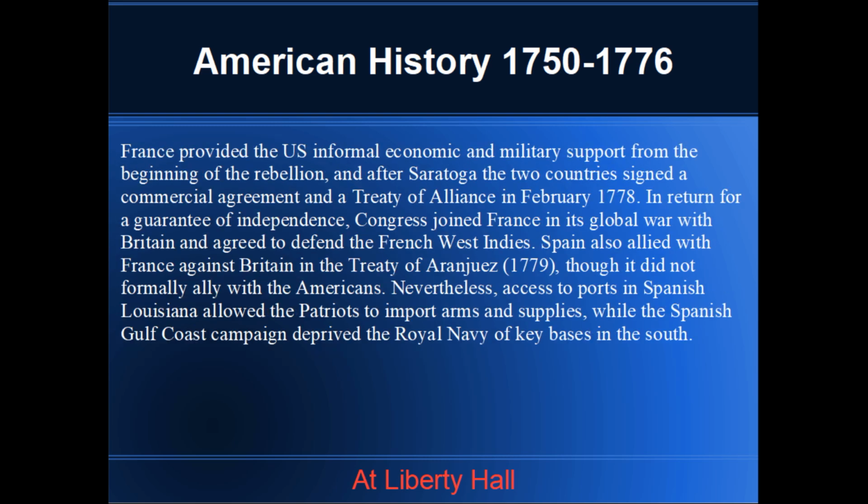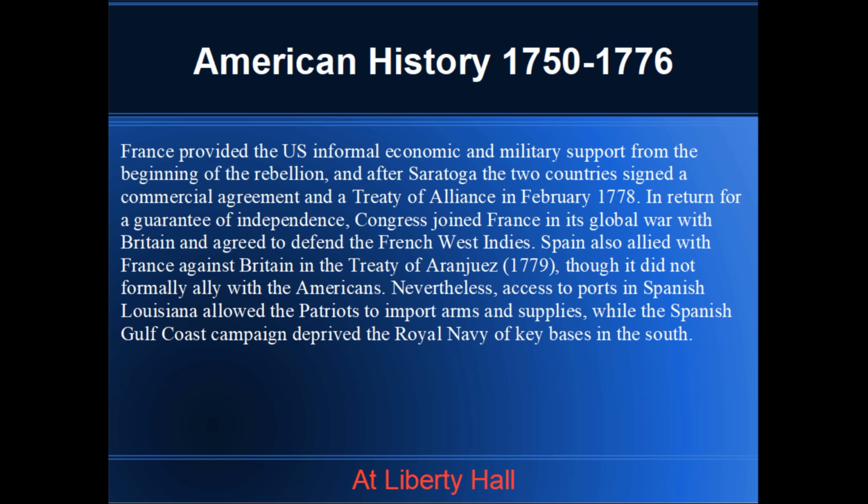France provided the U.S. informal economic and military support from the beginning of the rebellion, and after Saratoga, the two countries signed a commercial agreement and a treaty of alliance in February 1778. In return for a guarantee of independence, Congress joined France in its global war with Britain and agreed to defend the French West Indies. Spain also allied with France against Britain in the Treaty of Aranjuez, 1779, though it did not formally ally with the Americans.